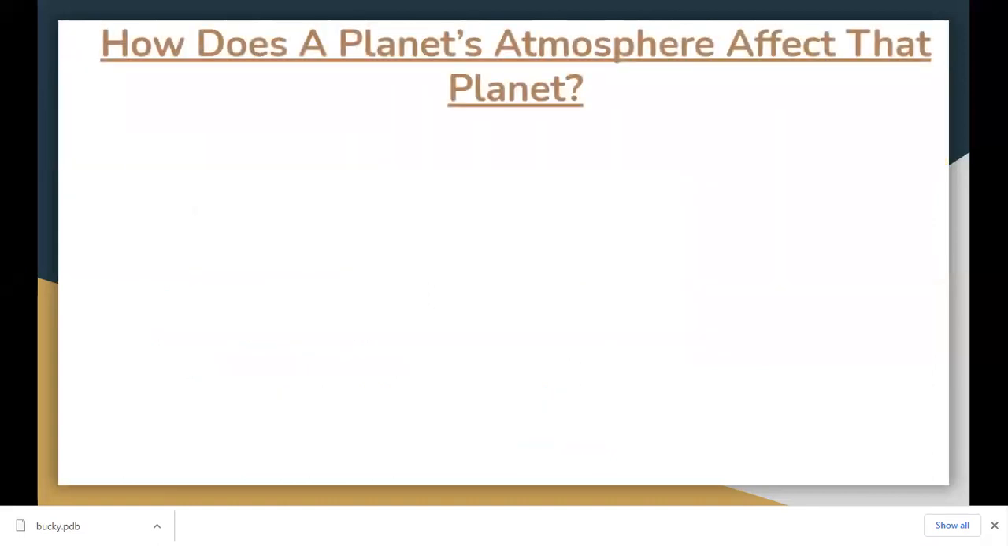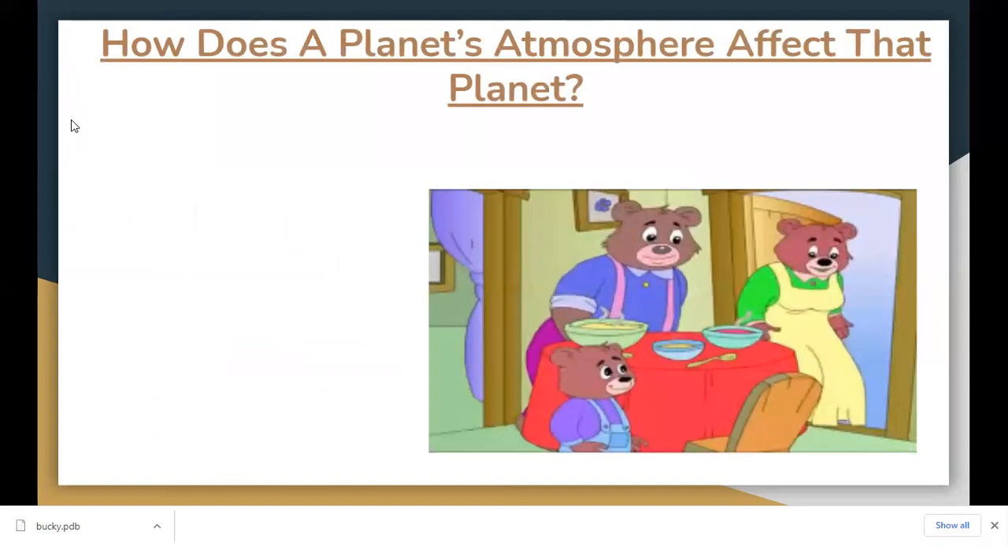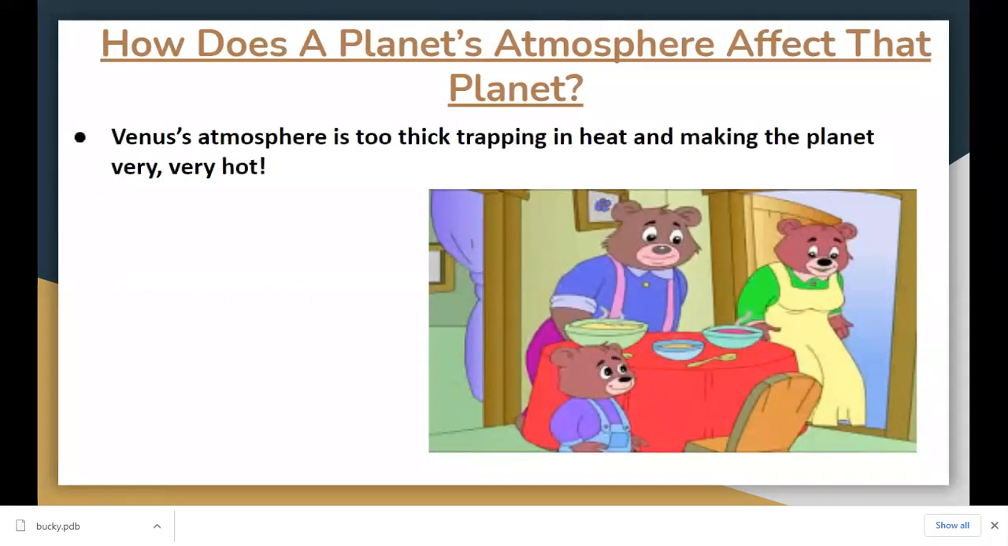How does a planet's atmosphere affect that planet? Well, let's take a look at some other planets. So you guys know the story of the three bears, Mama Bear, Papa Bear, Baby Bear, and the porridge story, right? Well, Venus's atmosphere is too thick. It traps in the heat and makes the planet very, very hot. Too hot. That's the porridge that's too hot.